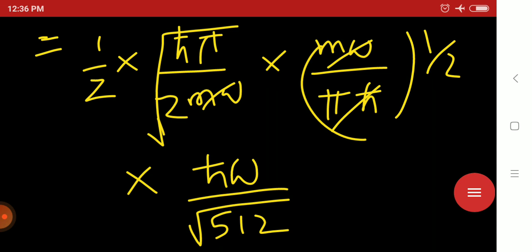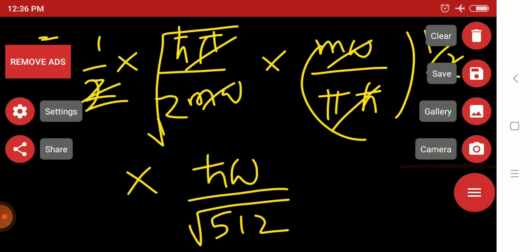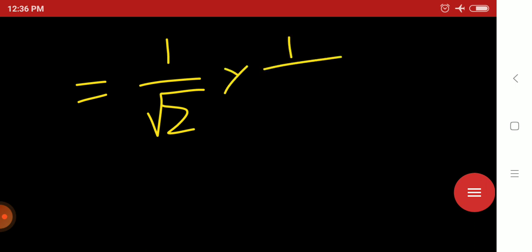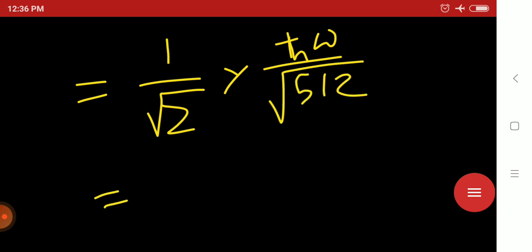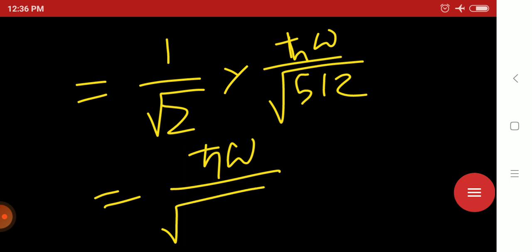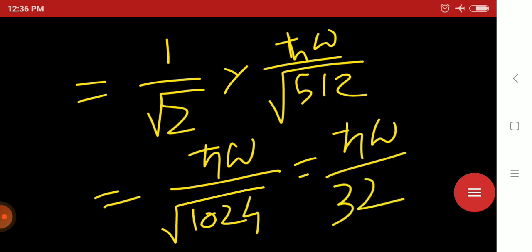Root pi h cut, they will be cancelled out. Here half and here 2, they will be cancelled out. So what we will get? We will get 1 by root 2, because here m omega was cancelled out, and here h cut omega by 512. So here what we will get? H cut omega by 1024. So we will write h cut omega by 32. So this is the perturbed term. This is the corrected energy, first order corrected energy in the ground state.